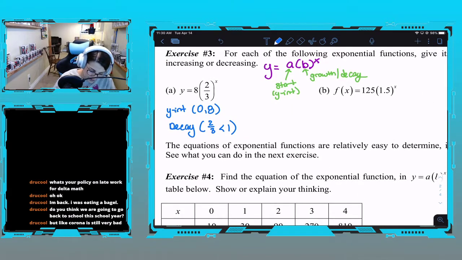For the next one, our y-intercept, or where we start, is at the point 0, 125. And this one, it's 1.5. So do you think it's growth or decay?